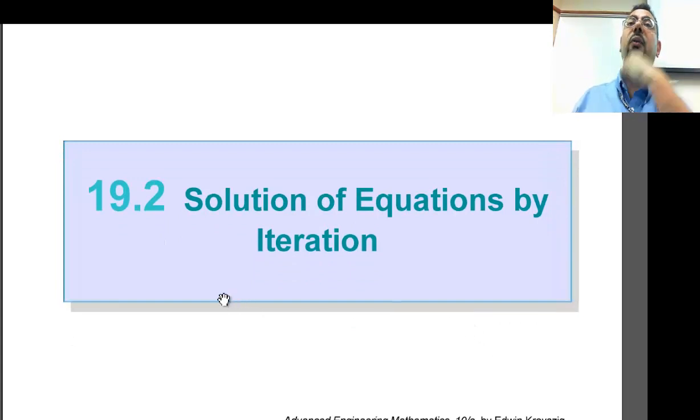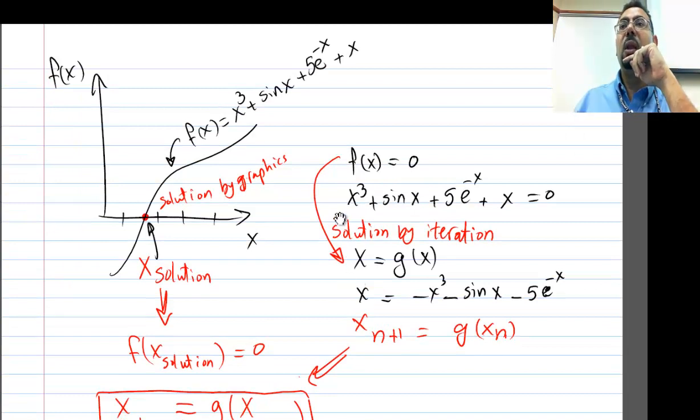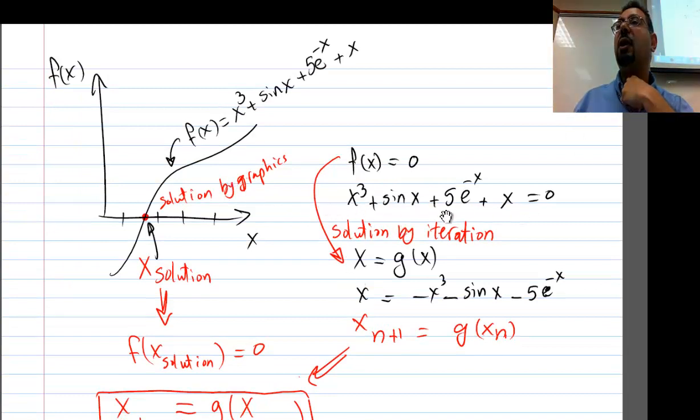Okay. So now after this introduction, we go to 19.2. That's the solution of equations by iteration, solving nonlinear equations by iteration. So here is an example of a nonlinear equation. Why is this equation nonlinear? x to the power 3, e to the power minus x, and sine x, all those are nonlinear terms.